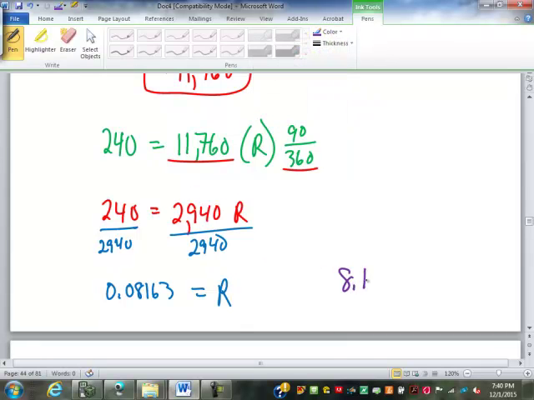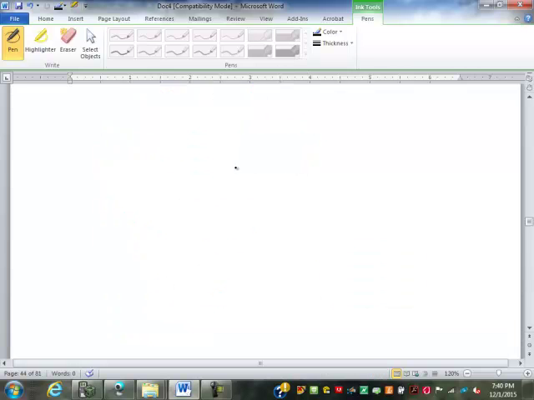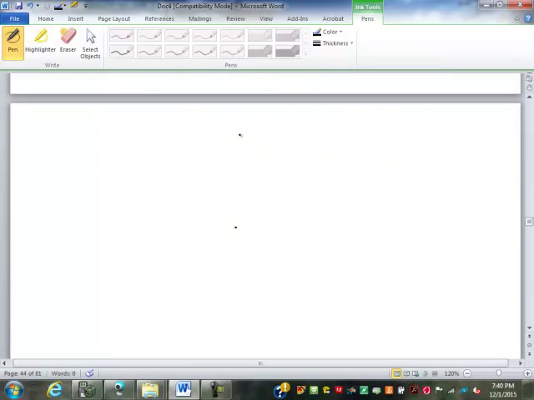So that is 8.16% if you round to the nearest hundredth or 2 decimal places. On the test, if I don't tell you what to round to, go to 2 decimal places. If you go out to 7 or 8 decimal places, you're okay. I'll just charge you extra for grading it. So that is a simple discount note.